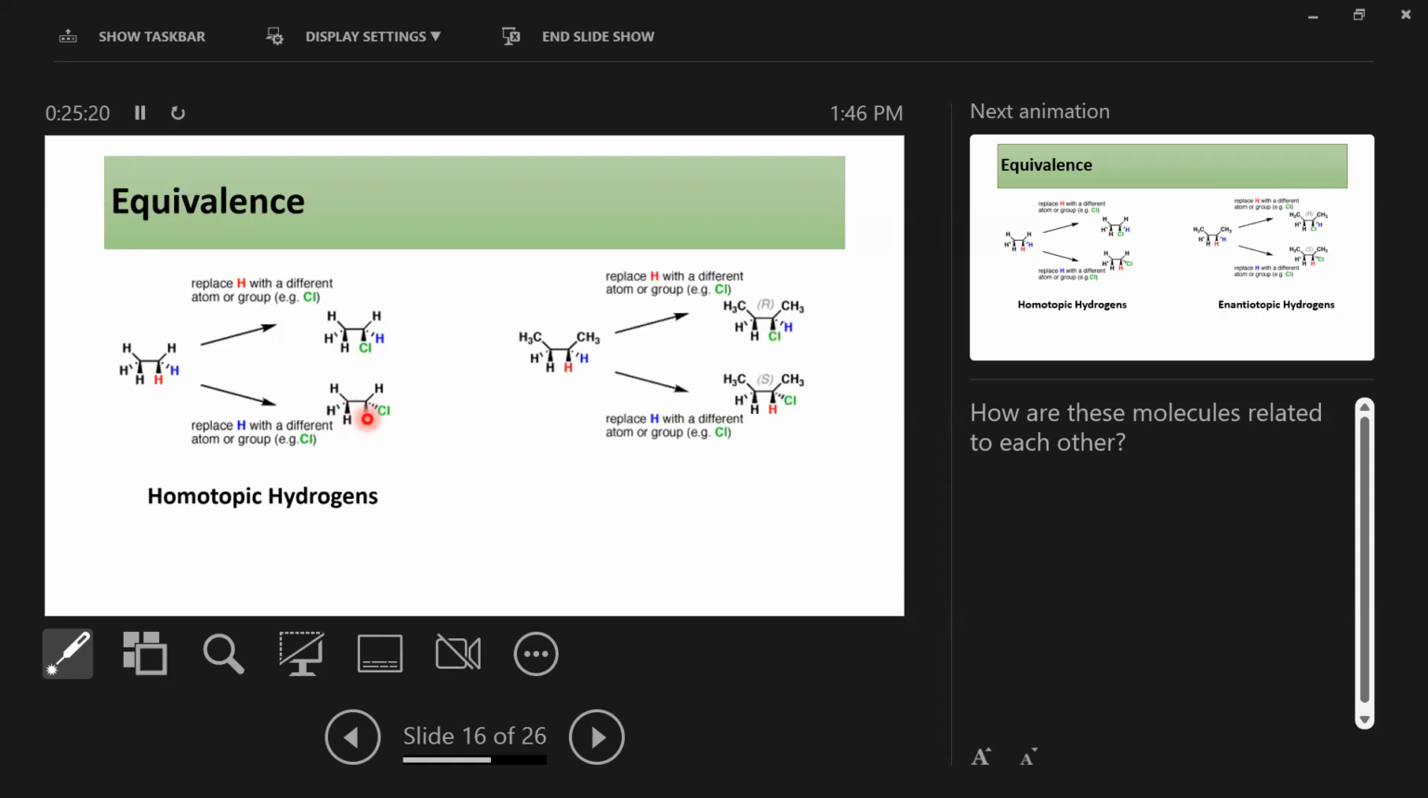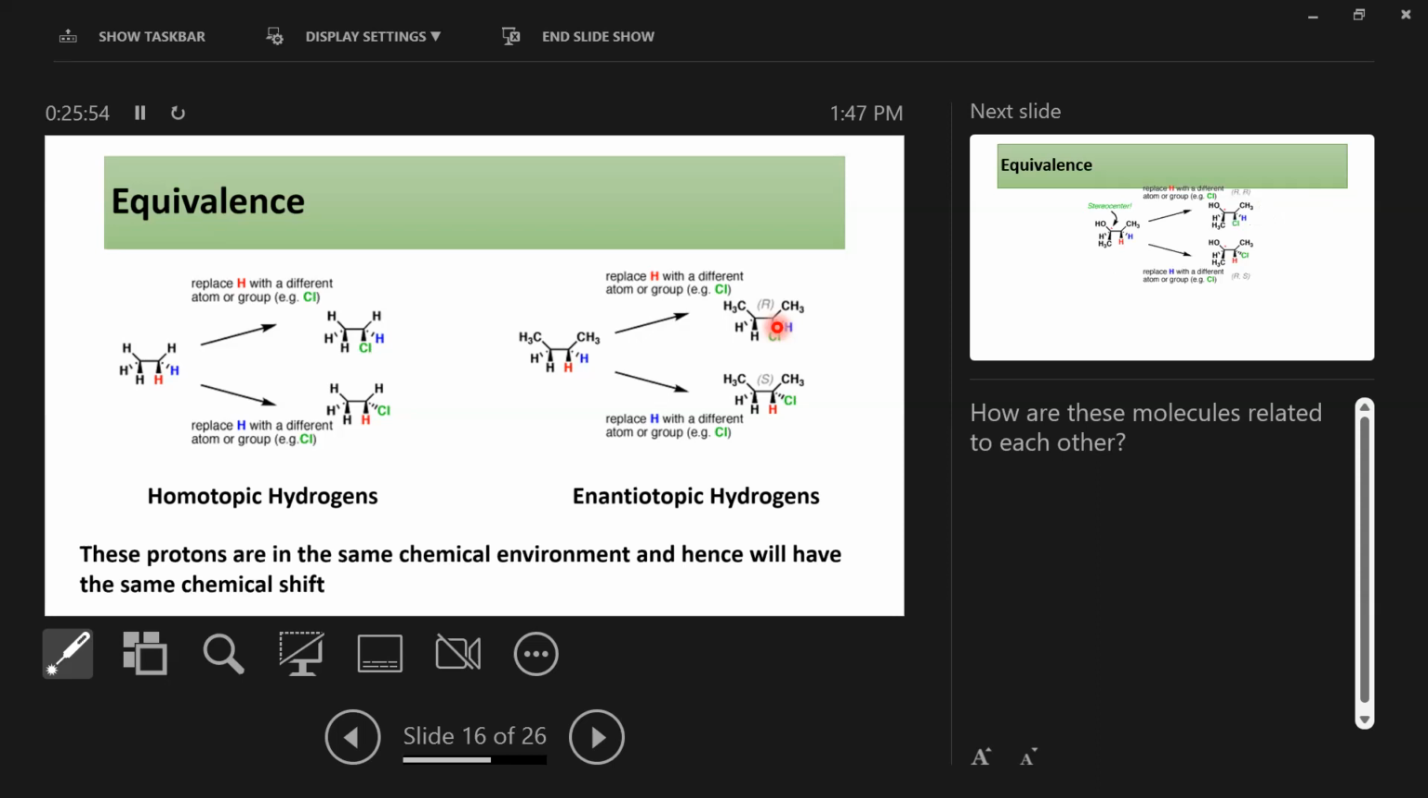Now, if we replace H with a different atom or group, in this instance, this now becomes chiral. So these are called enantiotopic hydrogens. Enantiotopic means that if I change one of them, it becomes an enantiomer of the other. The protons are in the same chemical environment and they will have the same chemical shift. But there are different types of hydrogens: one is homotopic, one is enantiotopic. They will be the same environment, they have the same chemical shift. One is R, one is S.